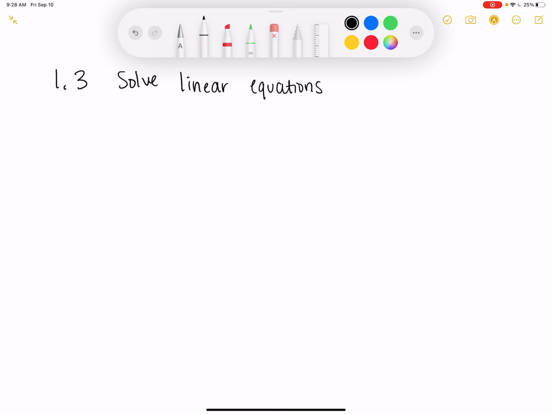Alright, so these first ones are solving the equation. It's got one variable in all of these ones, and it's just on one side, so we literally just got to move the numbers over. So we'll start with 4, y minus 4 equals 7. So what does y equal?